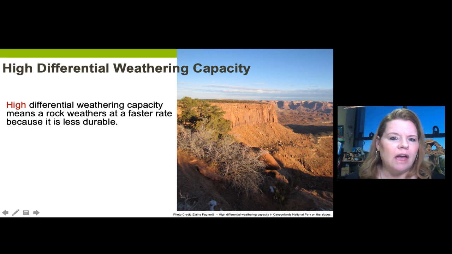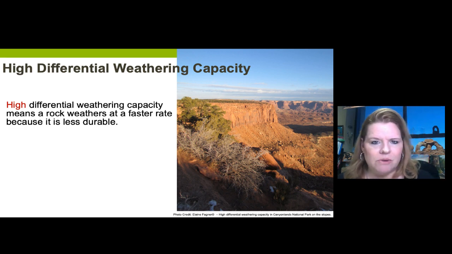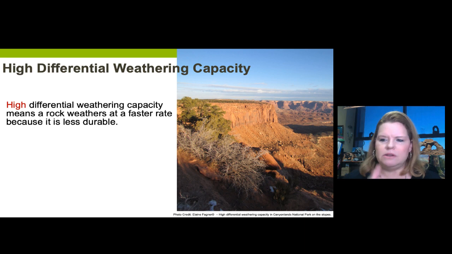So when you're looking at places like the Grand Canyon, or in this case, Canyonlands National Park in Utah, you can see differential weathering at play by the landscape. When it's vertical up and down, it's going to have a very low differential weathering capacity. When it's more slope like this, you're going to have a high differential weathering capacity.